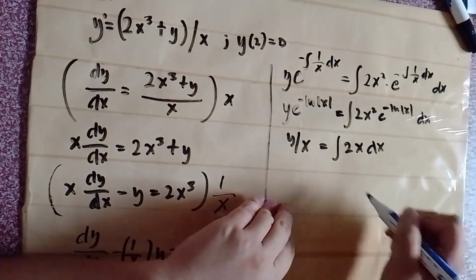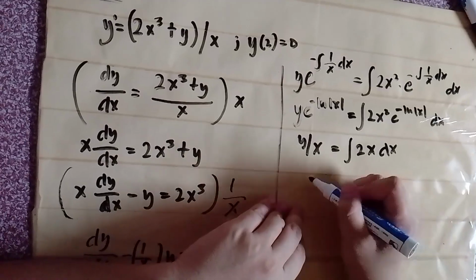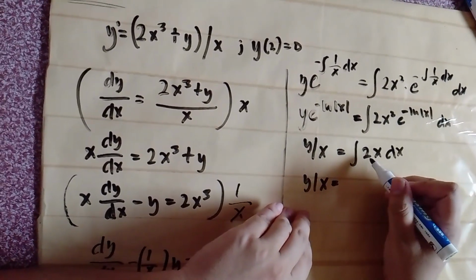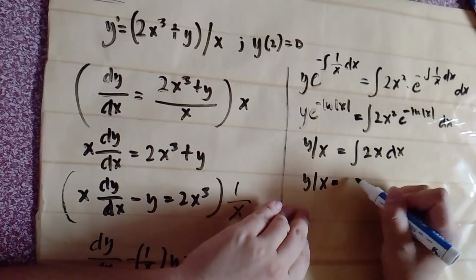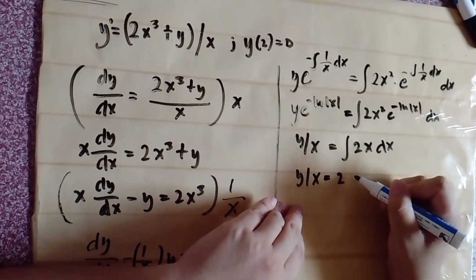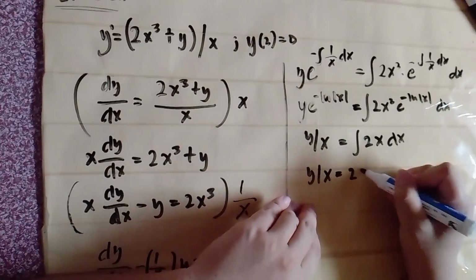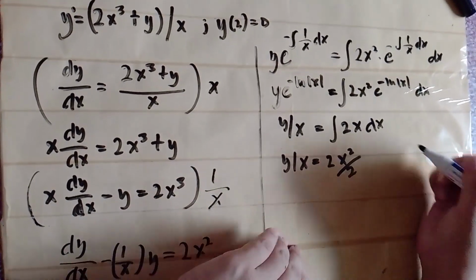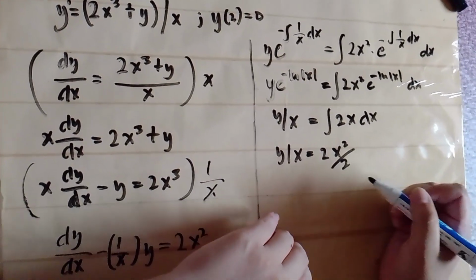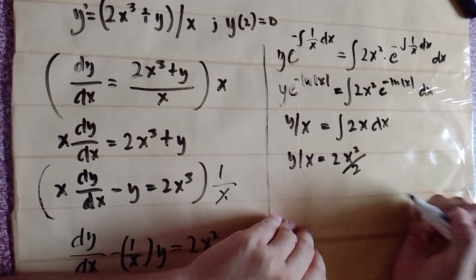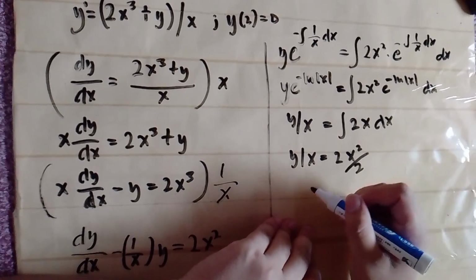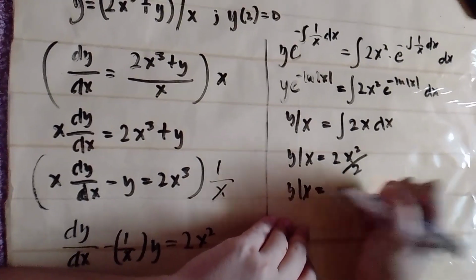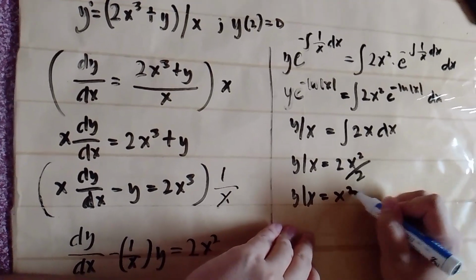So let's integrate the 2x dx. We take the 2 out of the integration. So we have 2. The integral of x is simply x squared over 2. So we can eliminate 2 over 2, which is 1, so we now have y over x is equal to x squared.